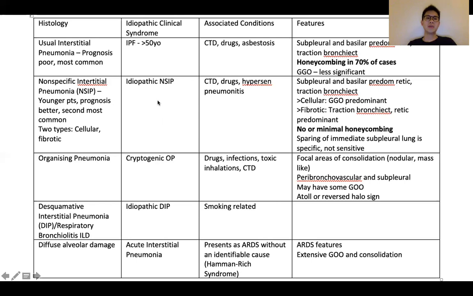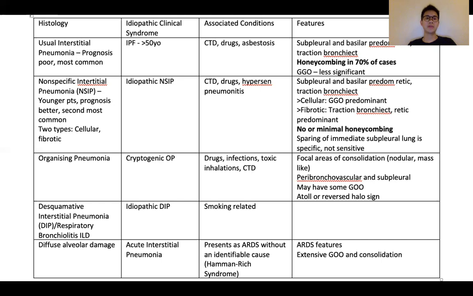So let's say we talk about the UIP pattern. UIP pattern is usually commented on based on radiological features, and if one does a biopsy, there are supportive histology features as well. And there is an idiopathic variant of it, which should be called IPF, but there are secondary causes such as CTDs, drugs, asbestosis that can also give you a UIP radiological or histological diagnosis.